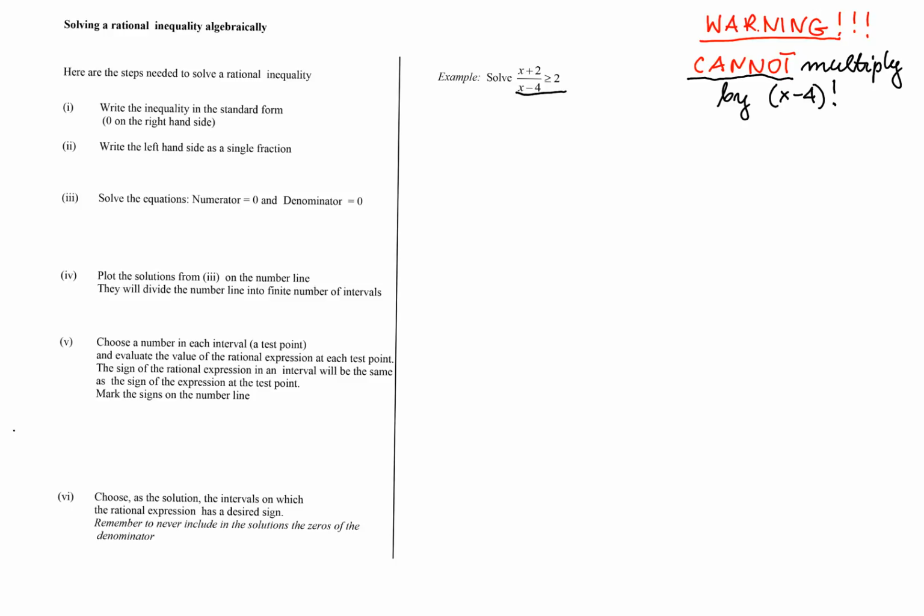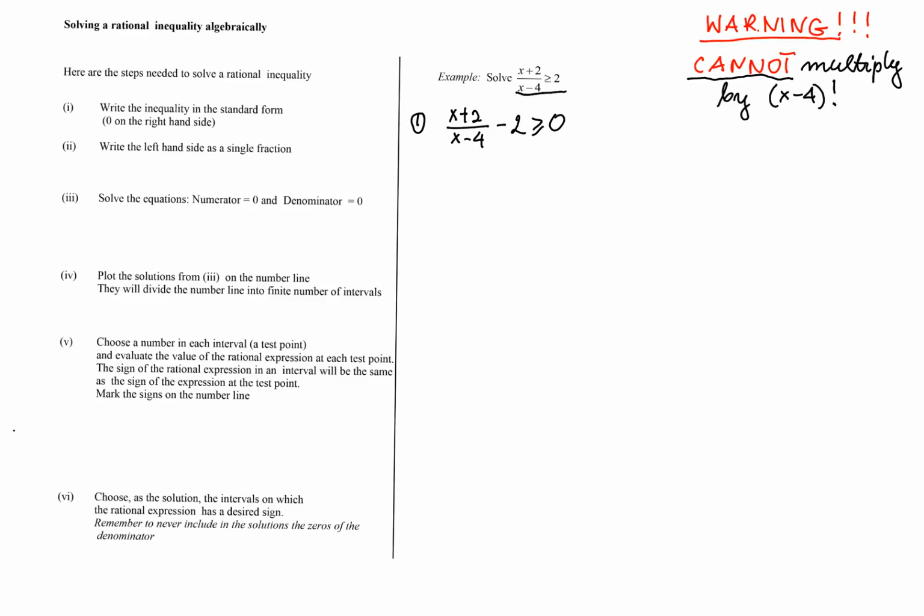As always, the first step in solving an inequality is to write it in the standard form and therefore bring all the terms to the left, get 0 on the right-hand side. So we'll have (x + 2)/(x - 4) - 2 ≥ 0.